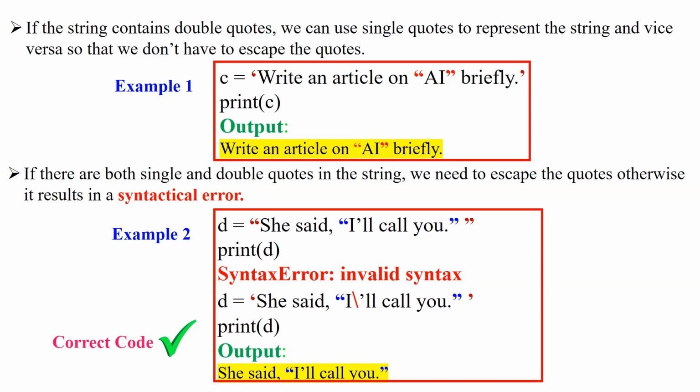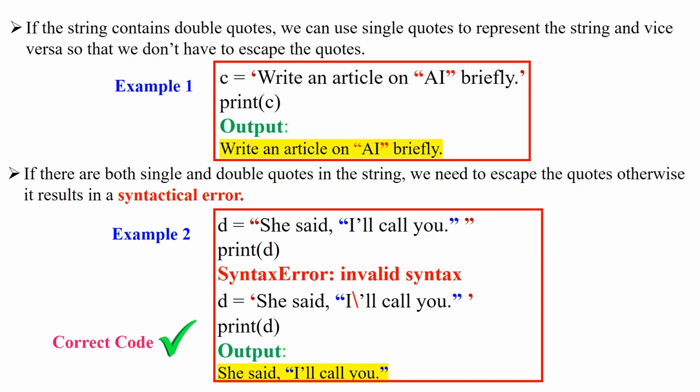If there are both single and double quotes in the string, we need to escape the quotes, otherwise it results in a syntactical error. Example 2. The code initially contains a syntax error because the string is enclosed in double quotation marks and it includes double quotation marks within the string without escaping them. To resolve the issue, you can either use single quotation marks to enclose the string or escape the internal double quotation marks. Now, see the correct code.